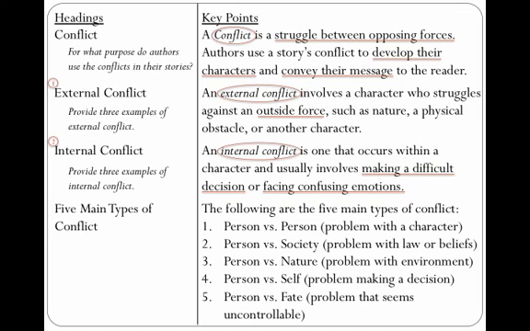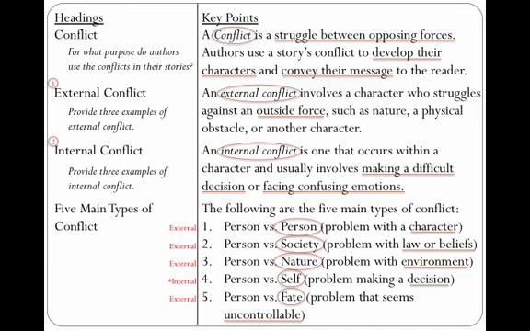The following are the 5 main types of conflict. First is person versus person, which means a problem with a character. Second is person versus society, or a problem with the law or beliefs held by a society. Third, person versus nature, problem with the environment. Fourth, person versus self, which is a problem making a decision. Or fifth, person versus fate, a problem that seems uncontrollable. Here are some annotations that you can put in there.